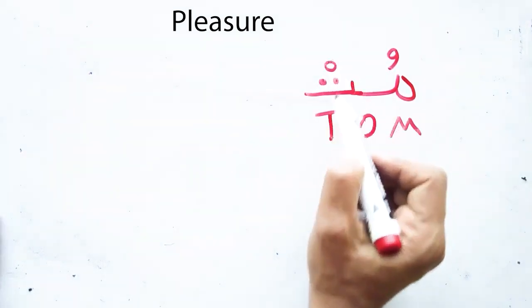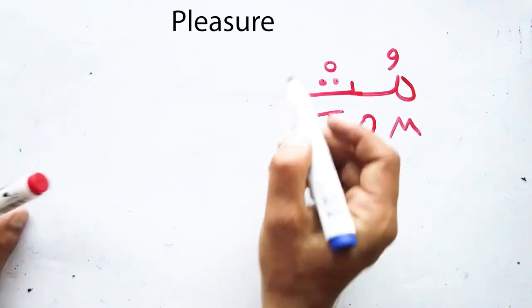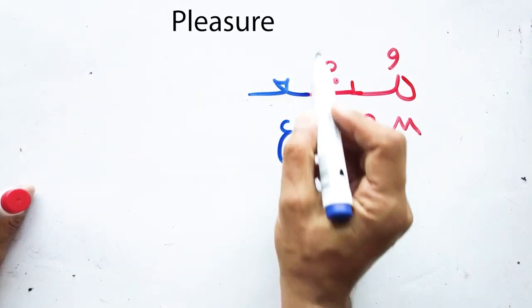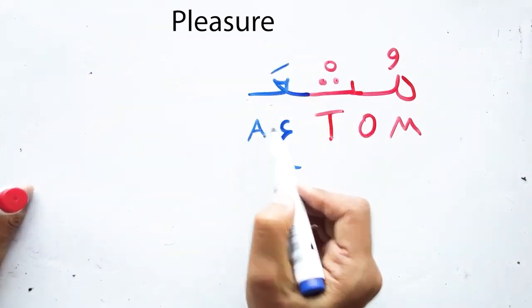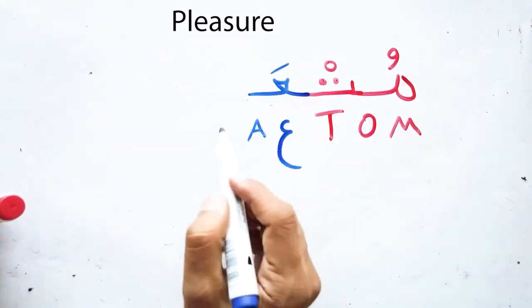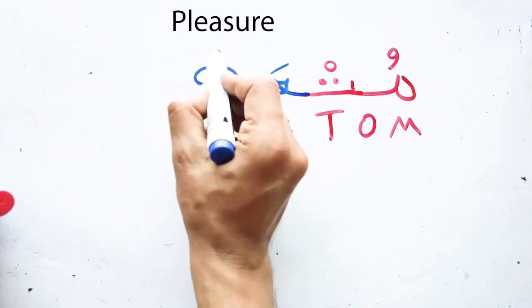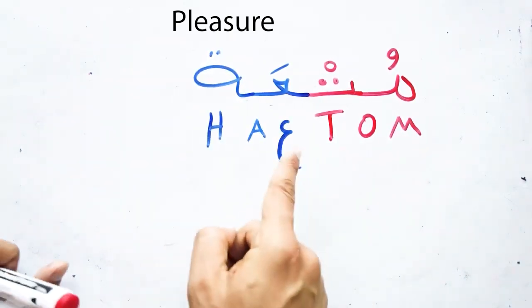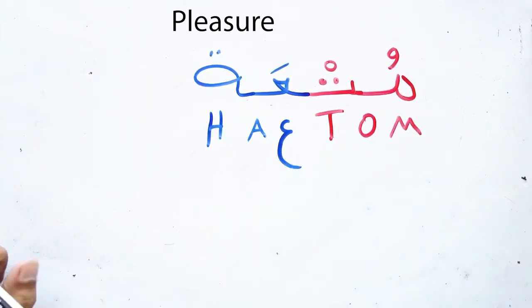It has sukun. So here is the end of the syllable. Mut. A. We train this letter a lot today. A with fatha sounds like a. Mut a. Ta marbuta, H. Mut a.